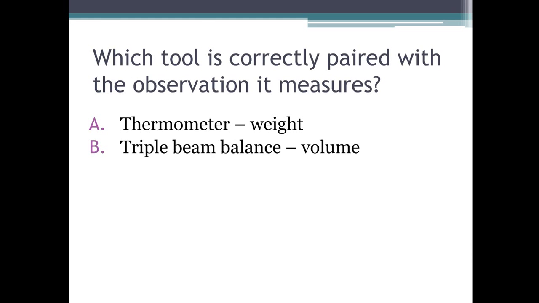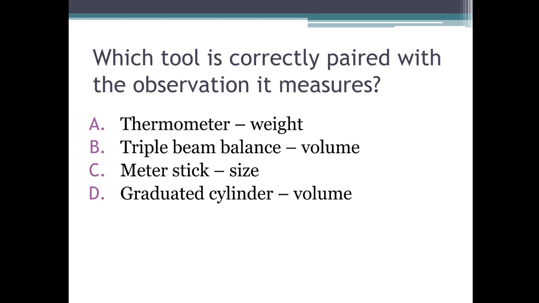So, we have a question here, and see if we can pair these correctly. It says, which tool is correctly paired with the observation it measures? A, a thermometer and weight. B, a triple beam balance and volume. C, a meter stick and size. Or D, a graduated cylinder and volume.